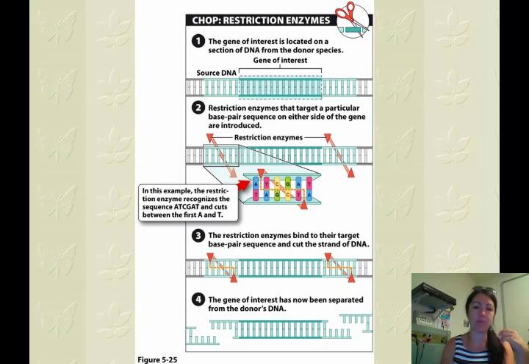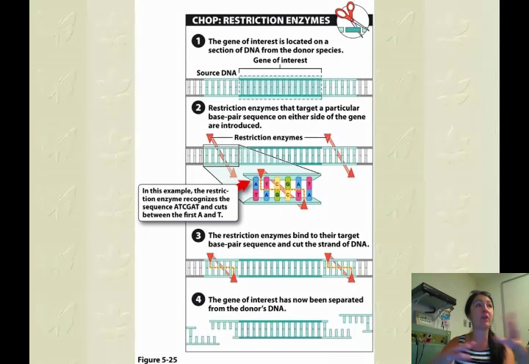So in this example, the restriction enzyme recognizes the sequence of A, T, C, G, A, T, and cuts between the A and the T. So these enzymes know exactly where to splice the DNA. And then the third step, the restriction enzyme binds to their target base pair sequence and cuts the strand of DNA.